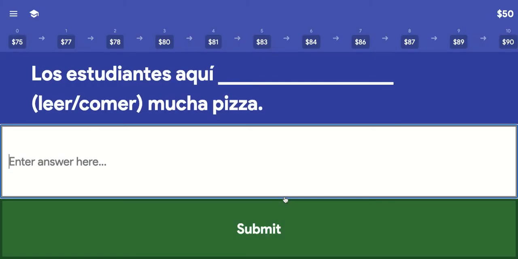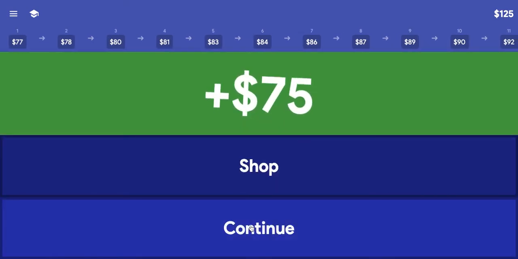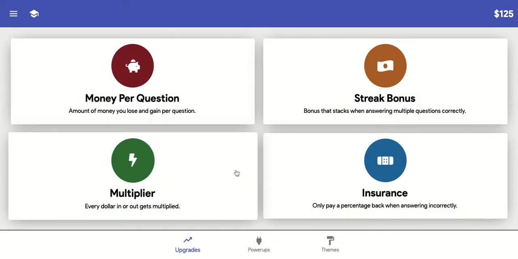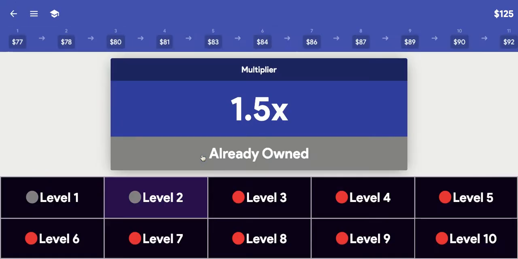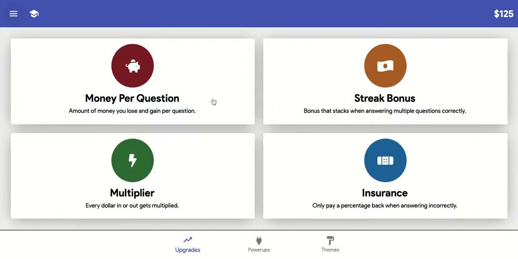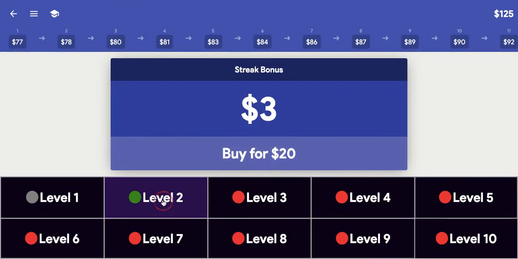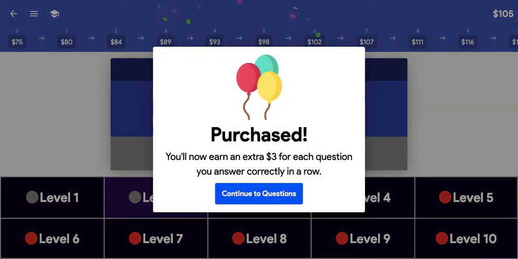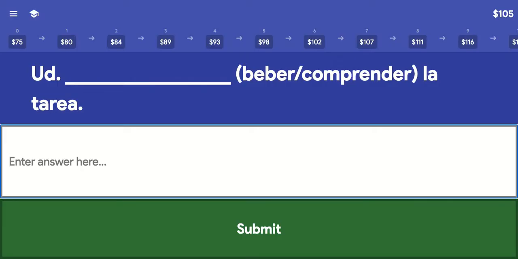All right, now let's continue to that question. So I'm going to type that again, comen, and if I click submit, I should earn some good cash. So I'm going to go back to the shop and immediately see, you know what, can I buy the next level of multiplier? No, I can't. All right, let's see if I can buy a streak bonus. Looks like I can, so I'm going to buy level 2. Notice that I'm constantly going into the shop to check for upgrades. That's really, really important, okay?